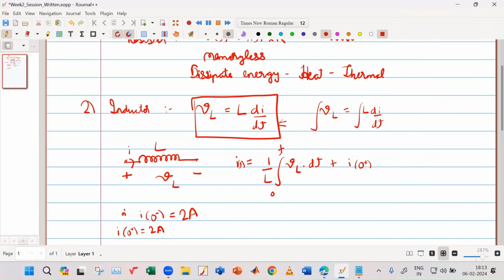So what you do, you multiply dt on both sides, so it becomes integration of VL into dt is equal to integration of L into di. Then it becomes integration of VL into dt, and this is from time 0 to t. Okay, these are the limits from time 0 to t. That becomes equal to integration of L into di from 0 to t.